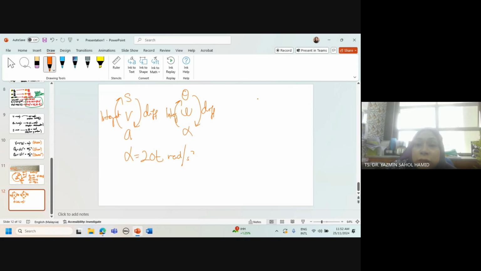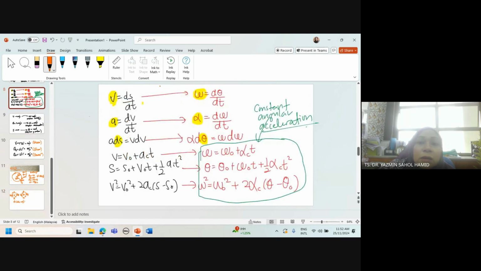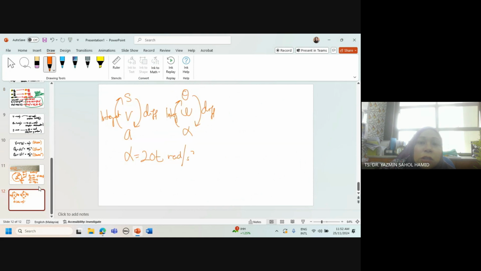Okay, bila kita nak integrate, kita kena decide. Kita kan ada formula, 3 formula ni. Omega sama dengan d theta over dt dengan alpha sama dengan d omega dt. So kita kena pakai formula kedua, iaitu alpha sama dengan d omega over dt. So sekarang ni kita nak integrate. So kita nak cari omega. So kita kena bawa omega belah kiri. So dia alpha dt. So kita akan integrate belah sini, integrate belah sini.